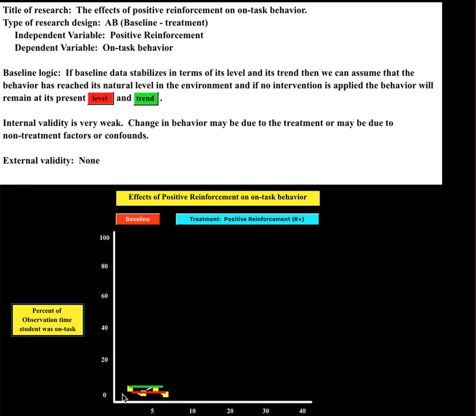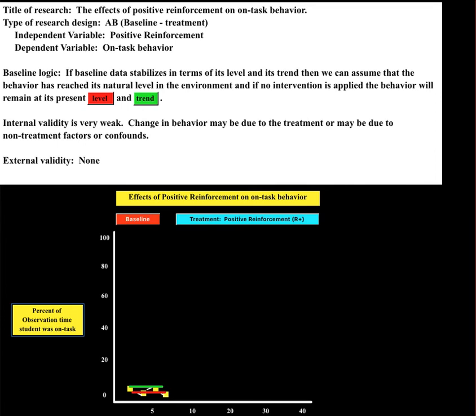Once it has stabilized, then the assumption referred to as baseline logic kicks in. Now, if the behavior being observed stabilizes in level and trend and variability, we can then assume that the behavior has reached its natural level in the environment. And if no action is taken, if nothing is done, it's going to remain exactly the same. In other words, environmental factors are maintaining or reinforcing the behavior, and the behavior will remain the same until environmental factors change somehow.